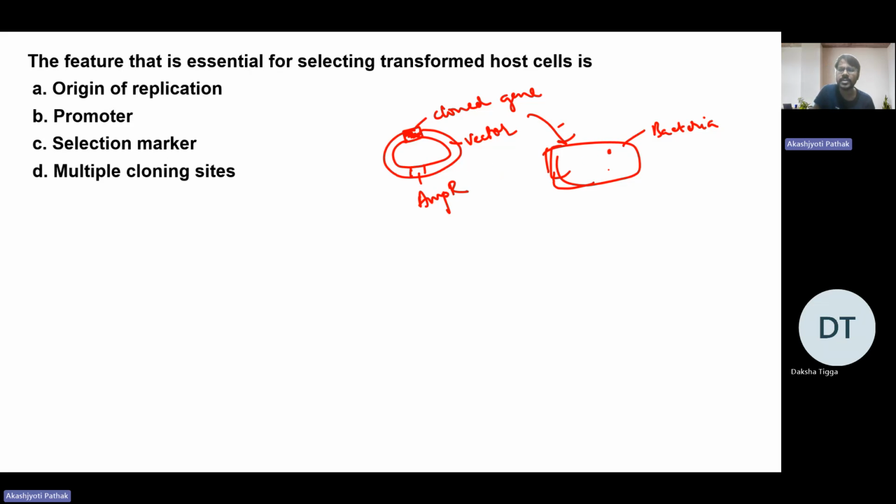Then only those bacteria which have the ampicillin resistant gene will grow, while others will not grow. So that is essential for what? Selection marker. For selecting the transformed host, you need selection markers. Answer C.